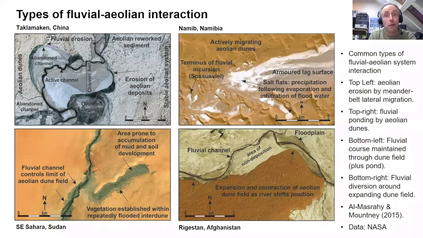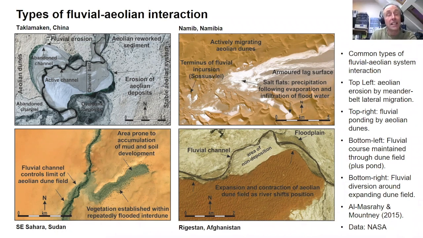Top right, it's a well-known example. It's from Namibia, the Namib Desert. It's a place called Sossusvlei. And the fluvial system, a corridor is opened up along which fluvial systems pass, and they terminate where the dunes act as natural barriers or dams to prevent the fluvial incursion going any further.